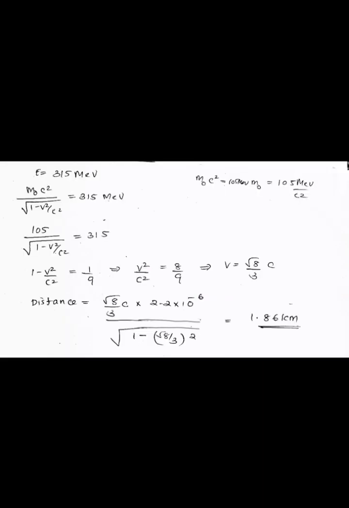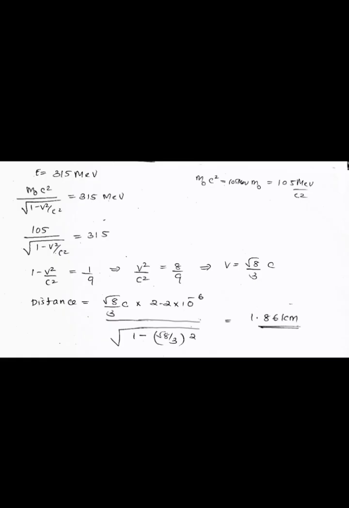Here it is given that T0 is equal to 2.2 μs. We know that distance d is equal to vt, which is equal to vt0 divided by square root over 1 minus v square by c square. And we know that E is equal to 315 MeV and m0 c square is equal to 105 MeV. So m0 is equal to 105 MeV by c square. So E is equal to 315 MeV.